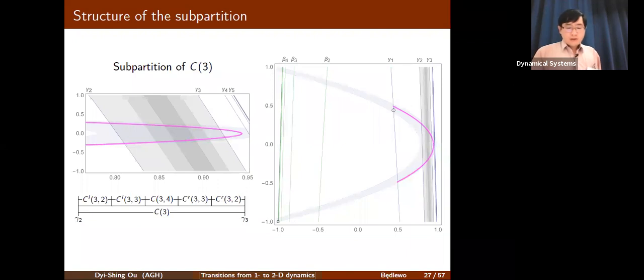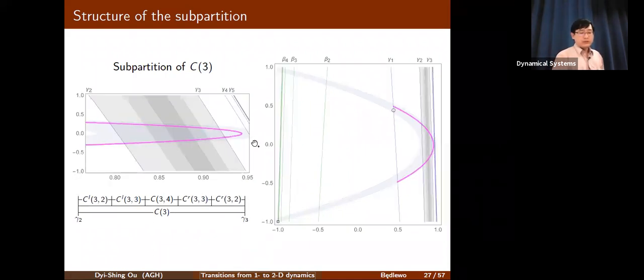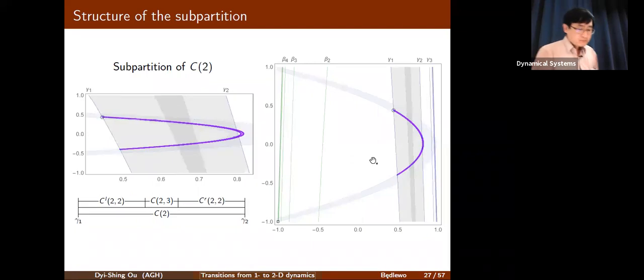By a similar method, we can also define C3-2 and C3-4. We see that the image also intersects C3, so you can also define C3-3 here. And U3 also intersects C4, but the intersection only contains one component, which is over here. This is how the subpartition of C3 looks: you have C3-2, C3-3, C3-4, and so on. You can also define a subpartition of C2 by a similar method.